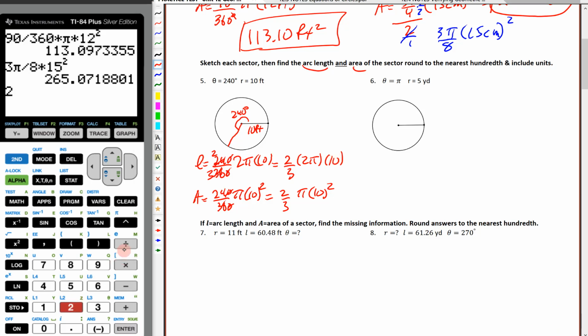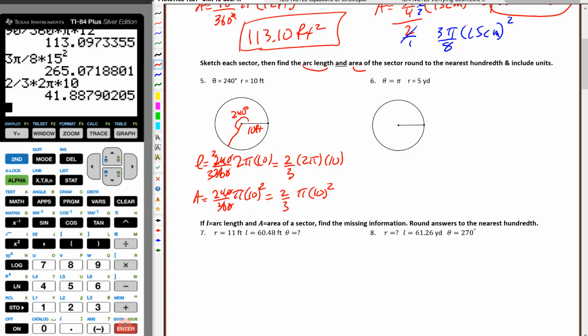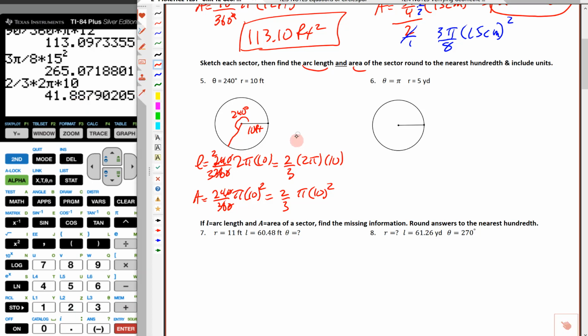So this is going to be 2/3 times 2 pi times 10, and hit enter. We get 41.887, so that's going to be 41.89, and that's in feet because we're talking arc length. That's just that unit right there.